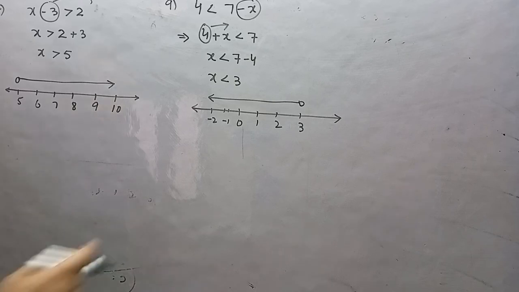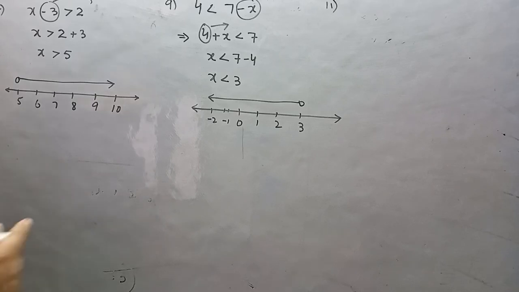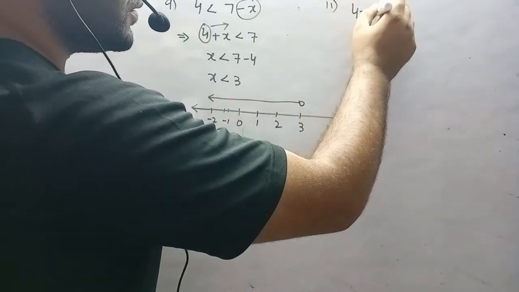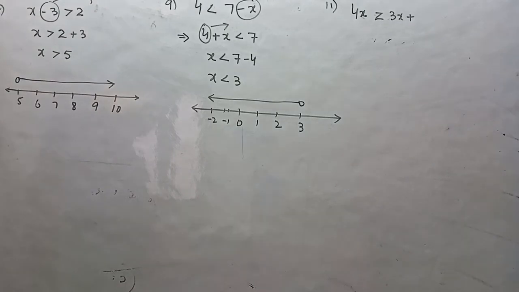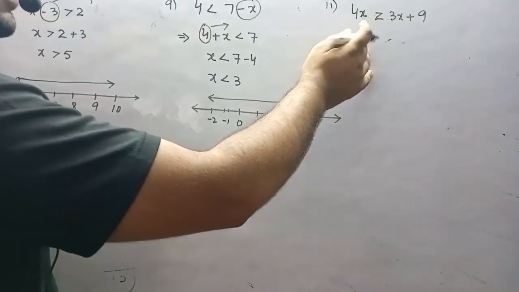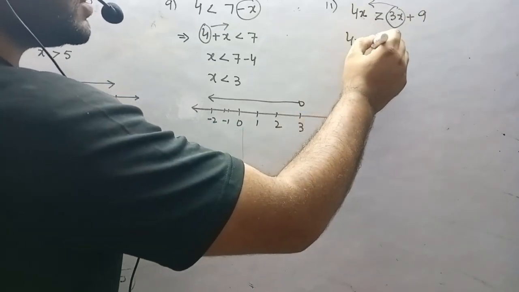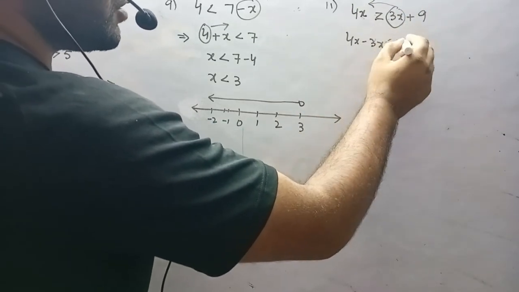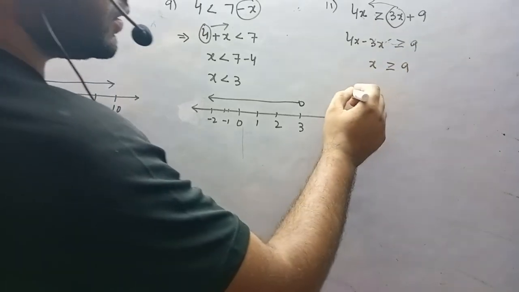Now 11th one I will do here. 11th one, it's also very easy. 4x is greater than or equal to 3x plus 9. How to do it? This x part, we transpose it. 4x minus 3x is greater than or equal to 9. So here x is greater than or equal to 9. It's very easy.